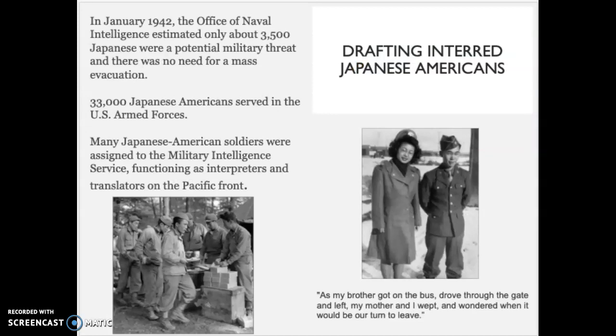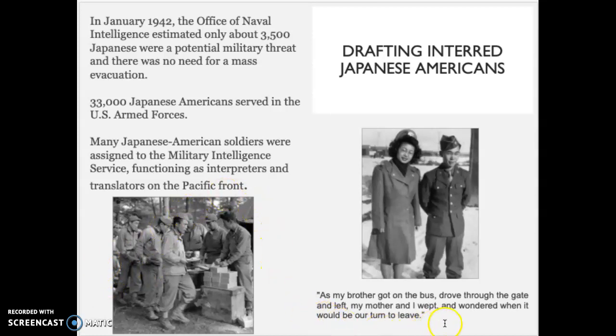Meanwhile, Americans were drafting interned Japanese Americans. So you could be interned and be called an enemy, but still be drafted to join the military. So in January 1942, the Office of Naval Intelligence estimated only about 3,500 Japanese were potential military threats. So the Navy intelligence felt this was not needed. And they said, let's go ahead and have Japanese Americans be soldiers. So 33,000 served. And they were assigned to military intelligence services because some of them might have known a little bit of the language from their parents and grandparents and whatnot.